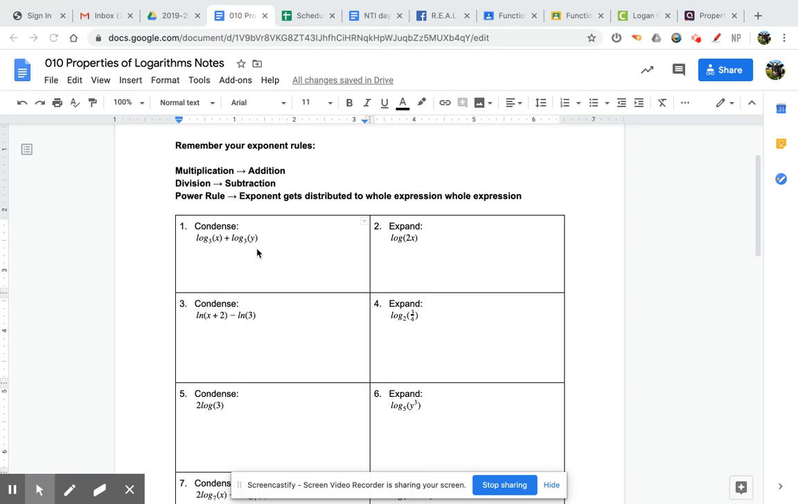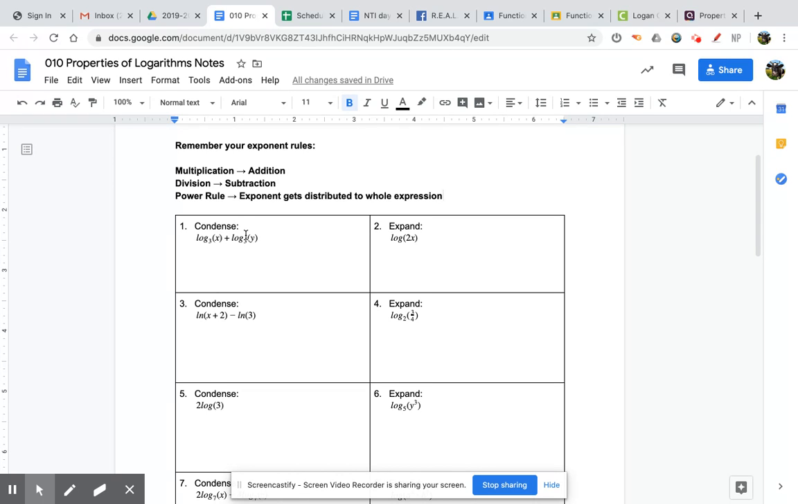So the first thing that I want to remind you of, logarithms are the inverses of exponents, which means the laws for exponents are going to be very similar to the rules for logarithms. So if you remember with exponents, if we saw two things that were being multiplied, then we added the exponents together. If we saw two things that were being divided, then we subtracted those exponents. And then the last one that people kind of forget is the power rule. If we saw an exponent that was outside parentheses, it got distributed to the whole expression. I don't know why that says whole expression twice there, but I'm going to fix that. But I want you to see how logarithms work in a very similar way.